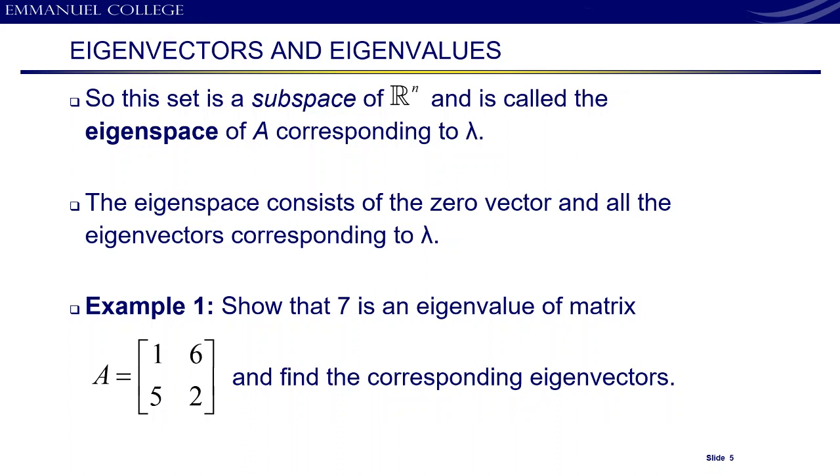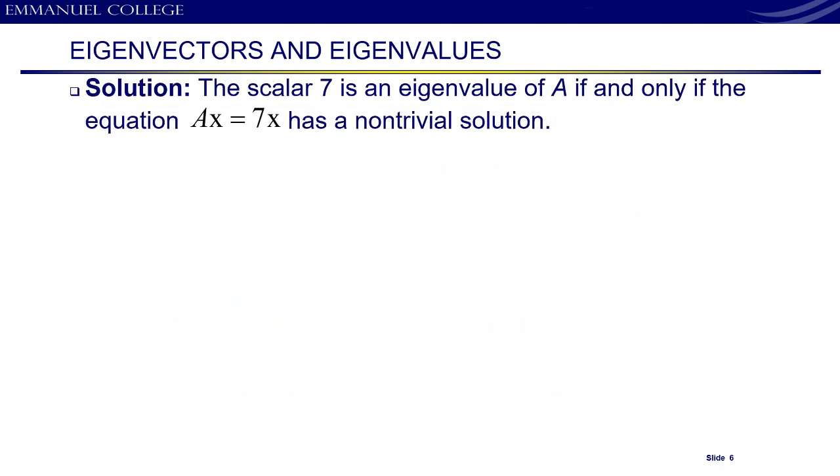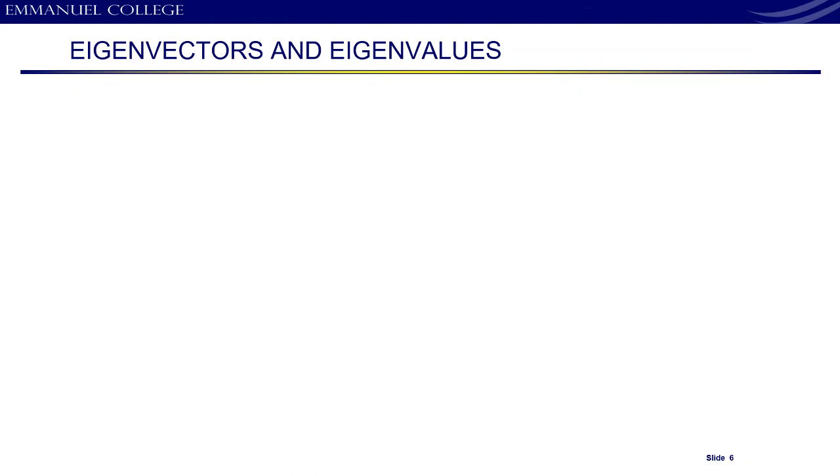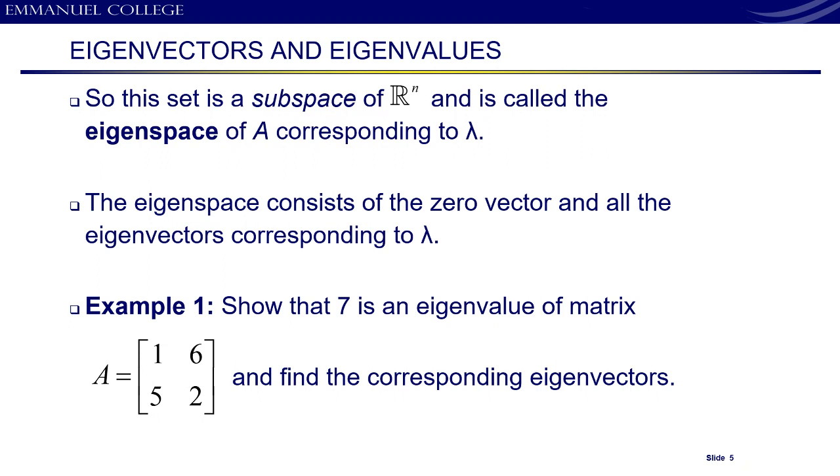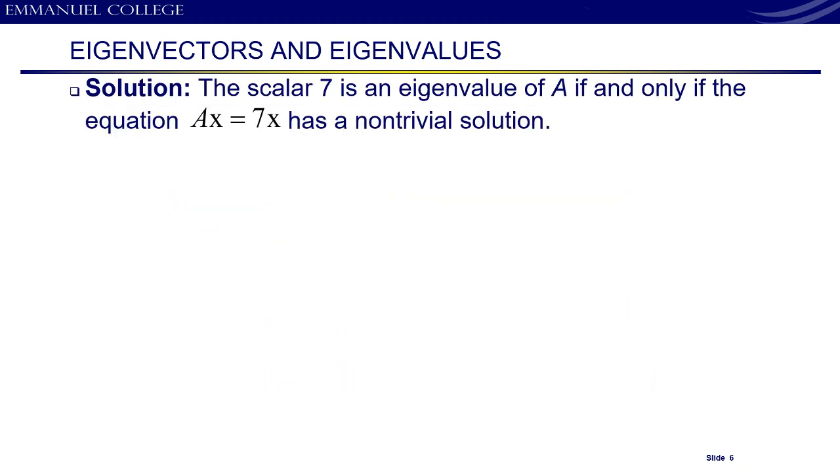For this example, let's show that 7 is an eigenvalue of the following matrix, and then once we have that, let's find the eigenvectors associated with it. The scalar 7 is an eigenvalue if and only if this equation has a non-trivial solution. Our A was [1 6; 5 2]. So what I'm going to ask is: does A times x equal 7 times x?